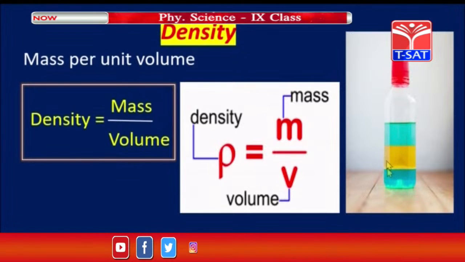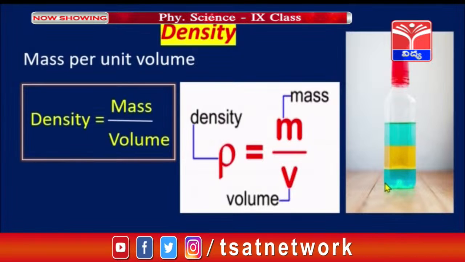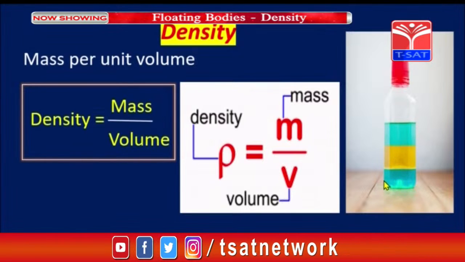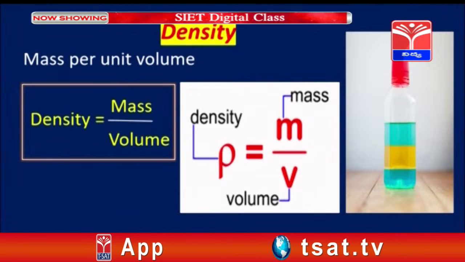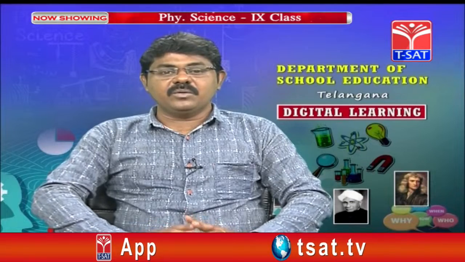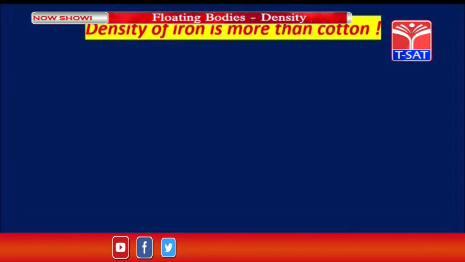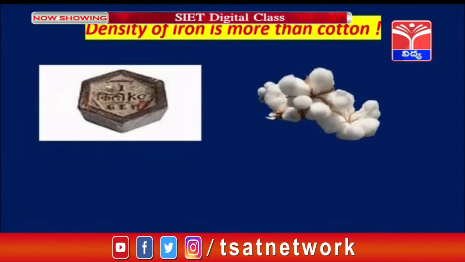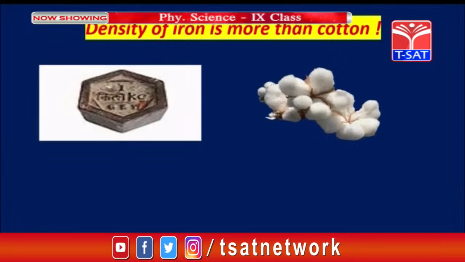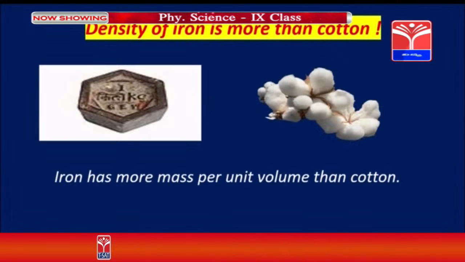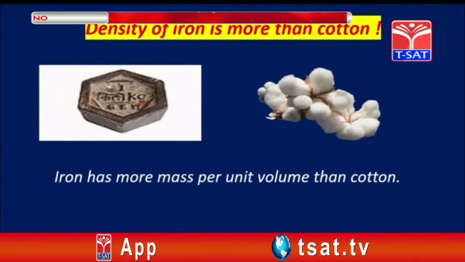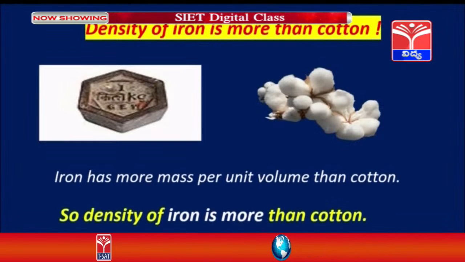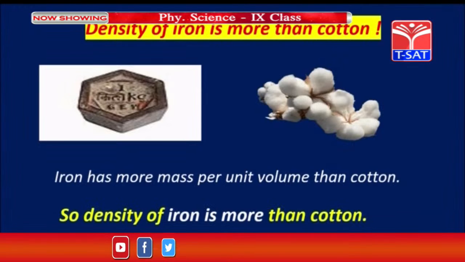Yes, the reason is that the three different liquids have different densities. So density is the reason for all three liquids to occupy different positions. Understood? Now we are going to prove that the density of iron is more than cotton from the previous activity. As we know, this is an iron weight and a cotton, and iron has more mass per unit volume than cotton. We already proved it. So the density of iron is more than cotton.